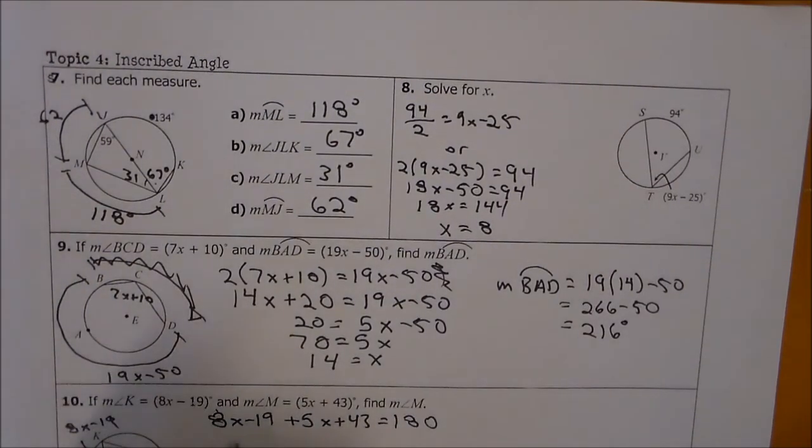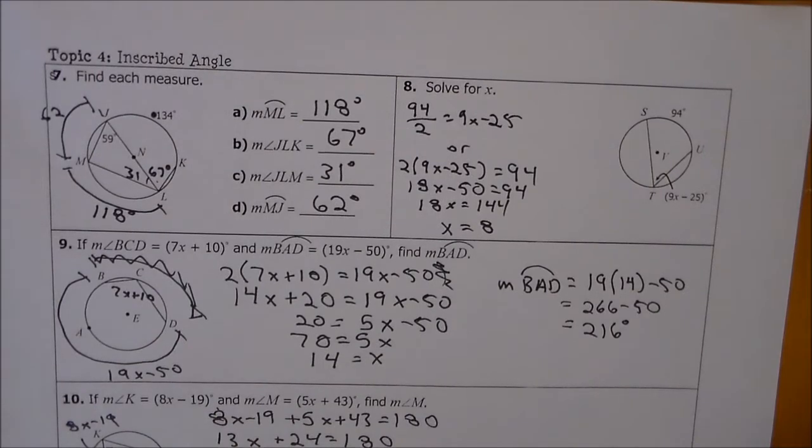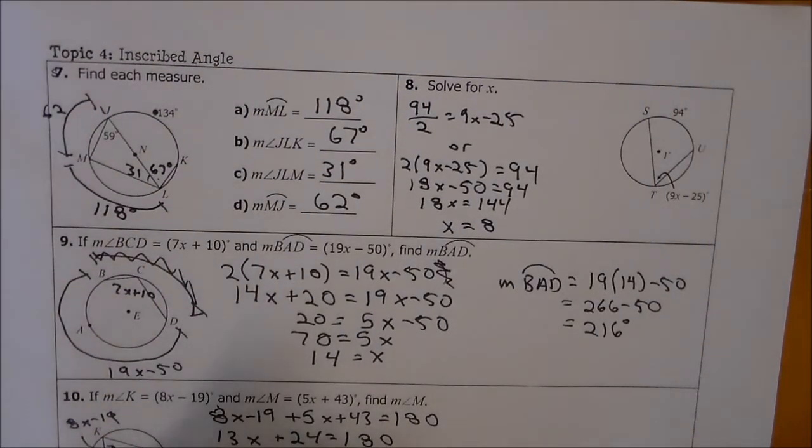So let's set it up here. I got 13x plus 24 equals 180 after I combine like terms. I'm going to do 13x equals, let's do 180 minus 24, gives me 156. 156 divided by 13 is 12. Now we need to find the measure of angle M, which is 5 times 12 plus 43. That's 60 plus 43, or 103 degrees.